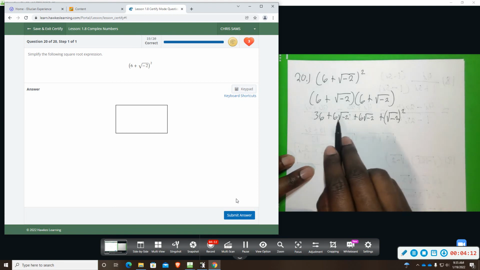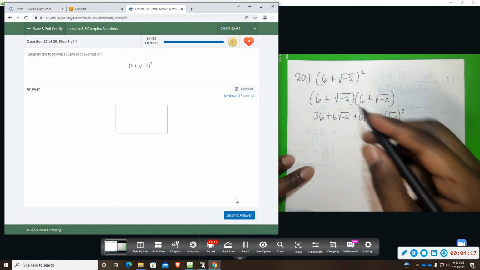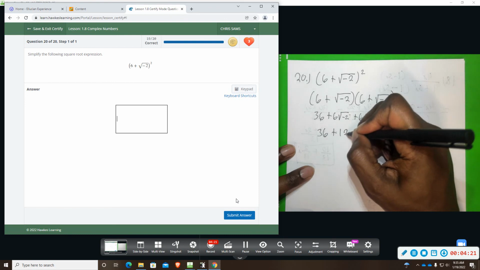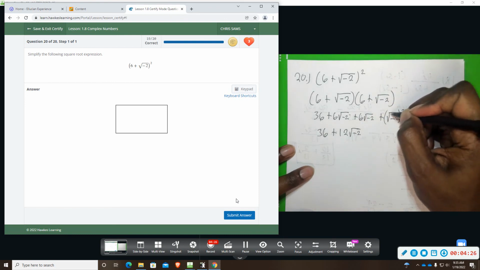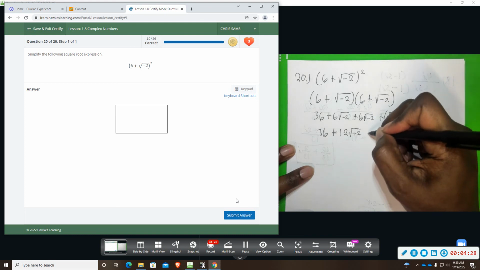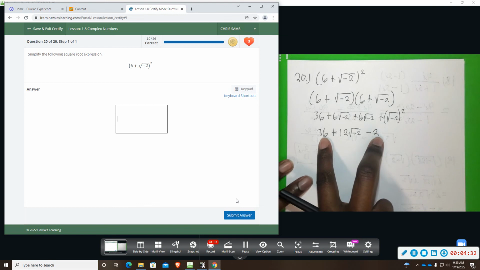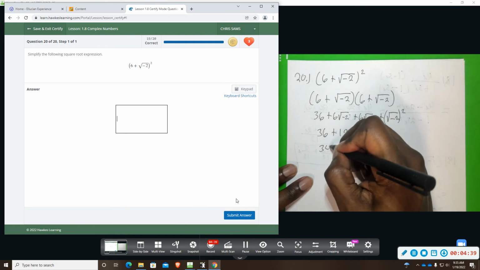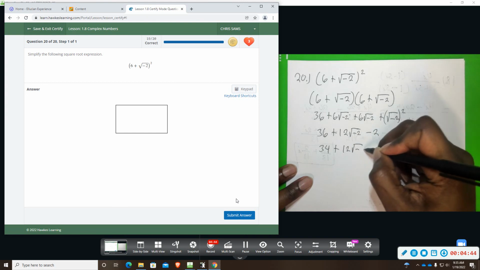Combine the middle terms, they're both the same. This is treated like a variable, so add the 6's together. 36 plus 12 square roots of negative 2. And then the square and the square root will cancel each other out, so you just add this negative 2 to the back, or minus 2. Combine the real number parts, 36 and 2, subtract, so you get 34 plus 12 square root of negative 2.